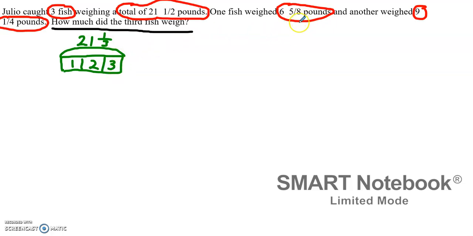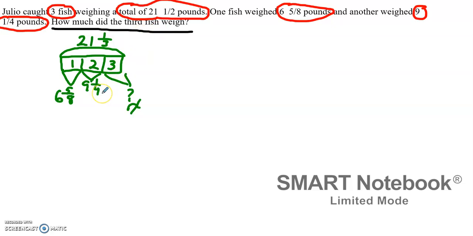I know the first fish weighs 6 5/8, so I'm going to write that here. I know the second one is 9 1/4. And then this third one, I don't know what it is. That's my question mark, or I could write it as an X. I have no idea. That's what I have to figure out.